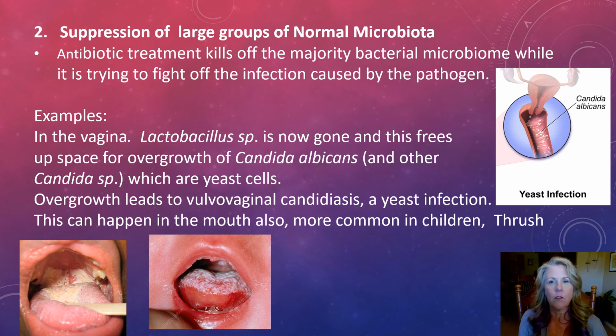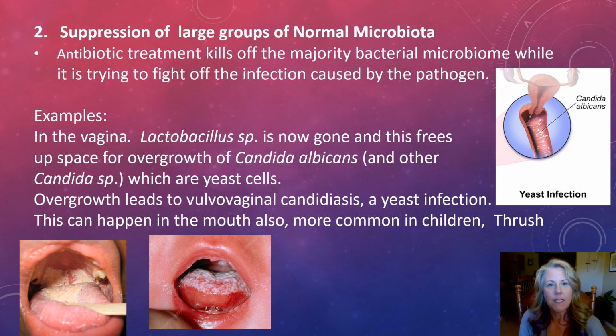These are yeast cells, so if we kill off a large portion of our microbiome as far as bacteria goes, we have a lot of free open space so that Candida can now grow. And that's what it does. It grows and it overgrows. The overgrowth of this Candida can lead to problems. The overgrowth of species of Candida in the vagina can lead to what we call vulvovaginal candidiasis. You may not know it by that name, but it's a yeast infection.